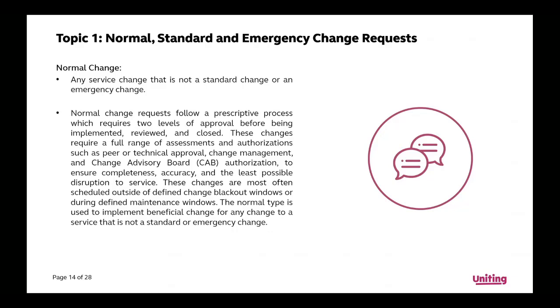These changes require a full range of assessments and authorizations too, such as peer or technical approval, change management, and CAB approvals, CAB authorizations, to ensure completeness, accuracy, and the least possible disruption to the services. These changes are most often scheduled outside of defined change blackout windows or during defined maintenance windows. The normal type is used to implement beneficial change for any change to a service that is not a standard or an emergency change.